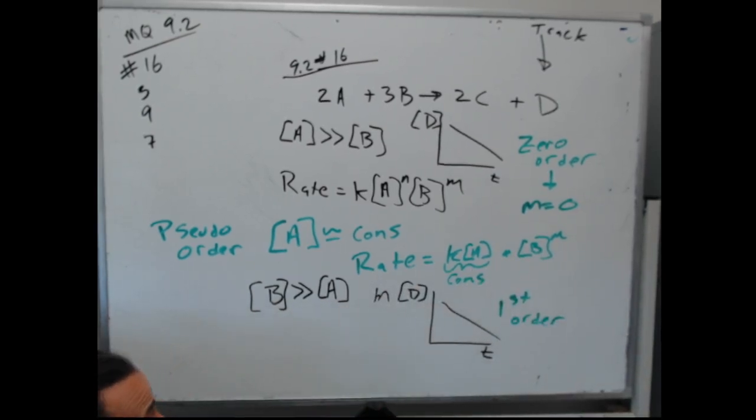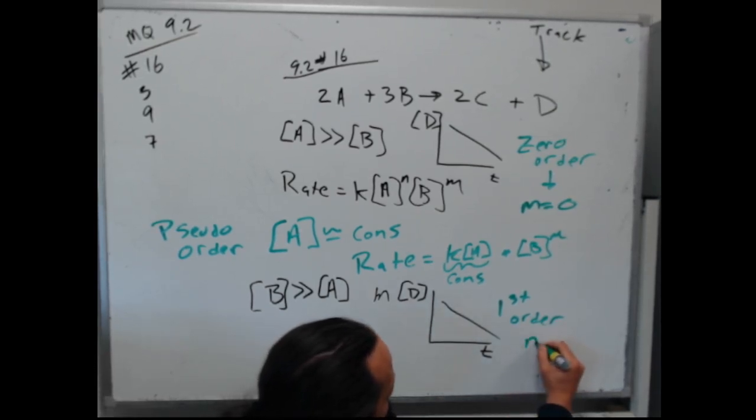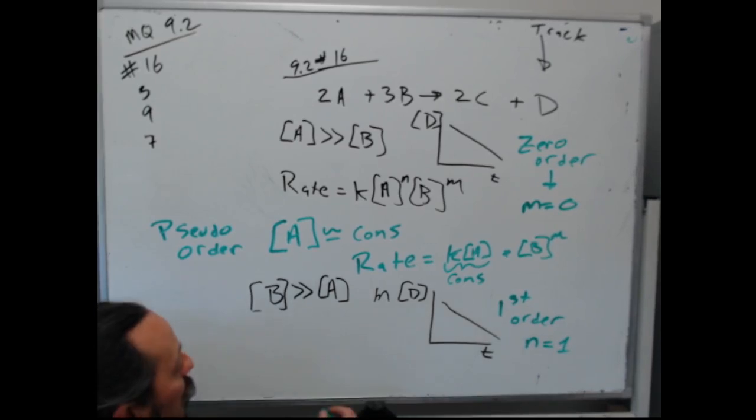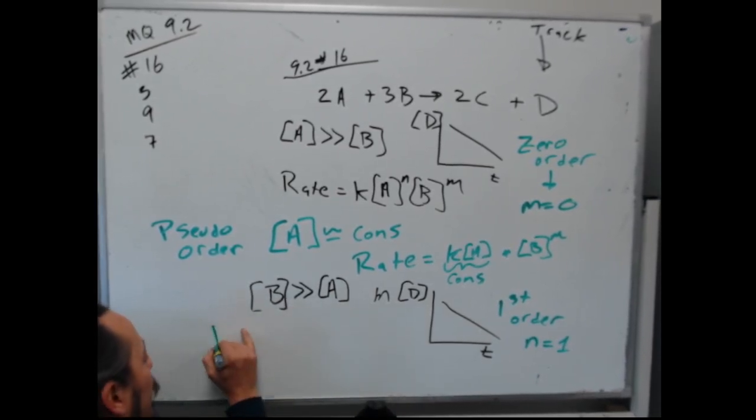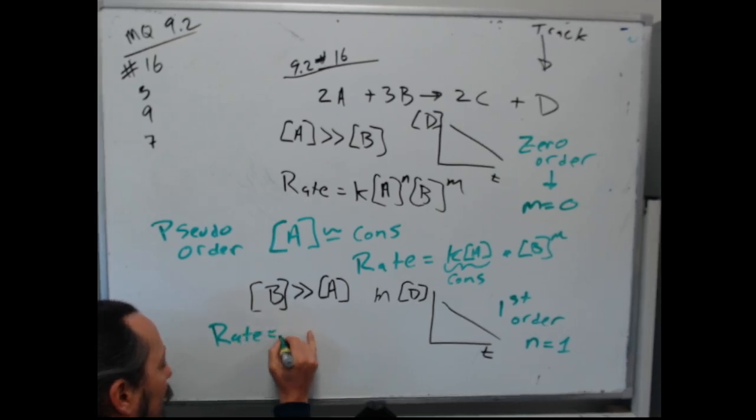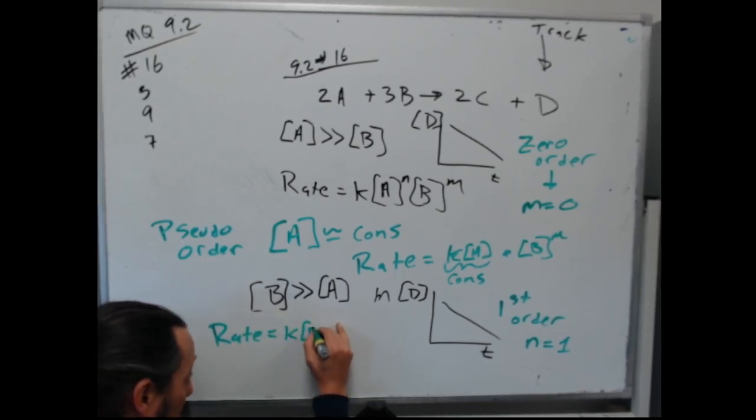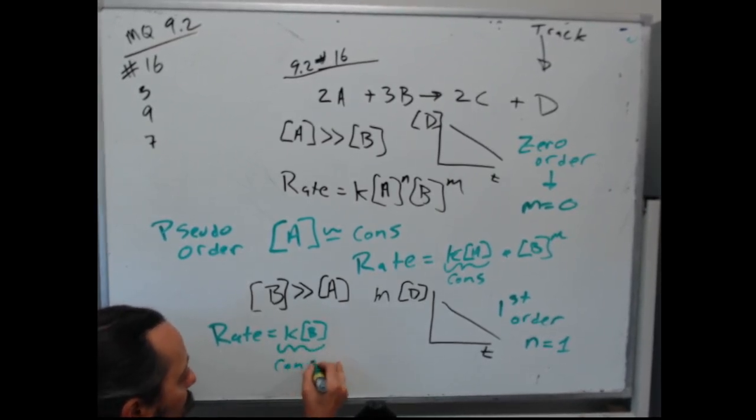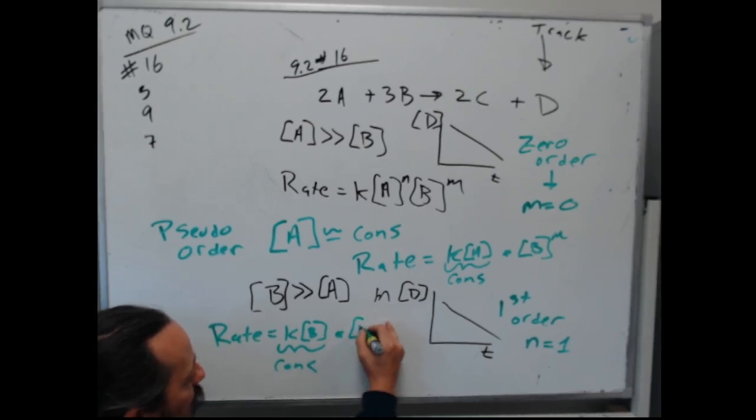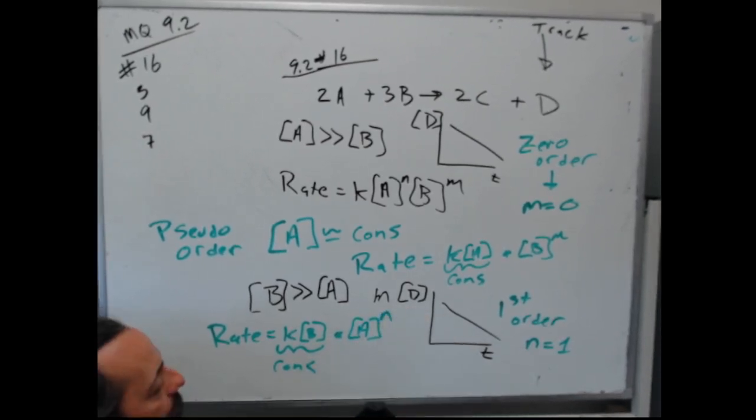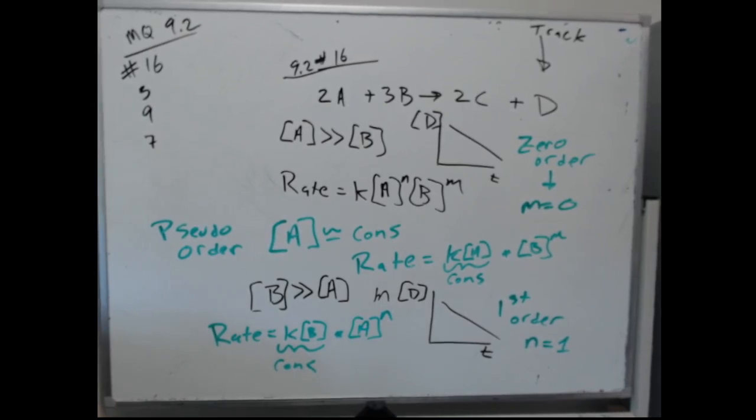Now, is this 1st order relating to compound B or compound A? Would it be A? It's A. So in this case, that tells us N is going to be equal to 1. So what we look at here, when B is much greater, we'd have essentially the opposite thing. Rate is equal to K times B, where that chunk there is a constant, times concentration of A to the N. And when we measure and plot, we can tell.